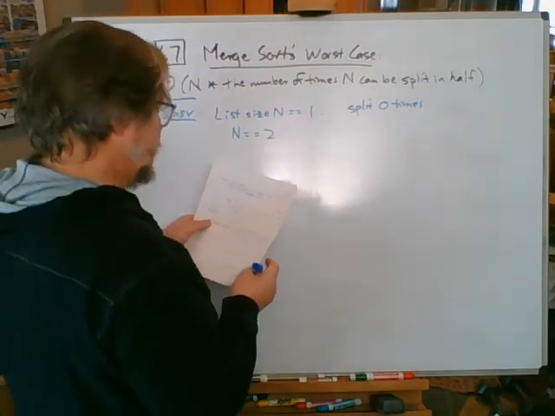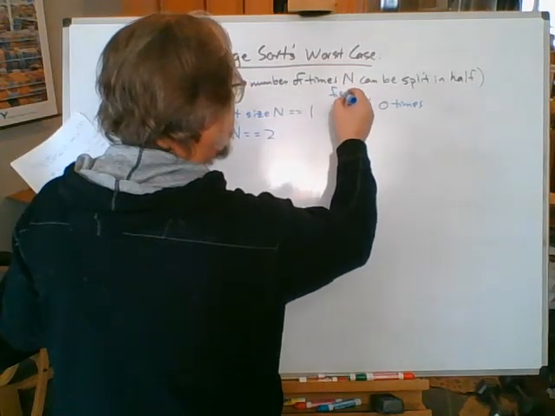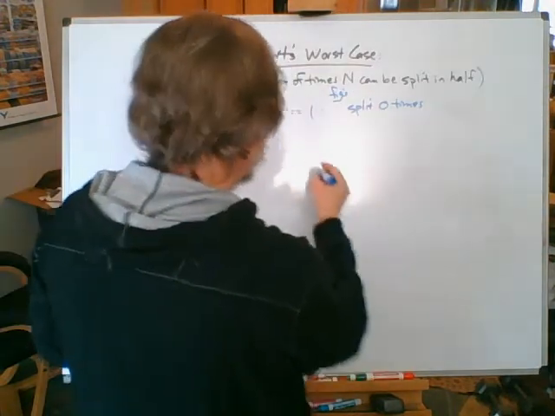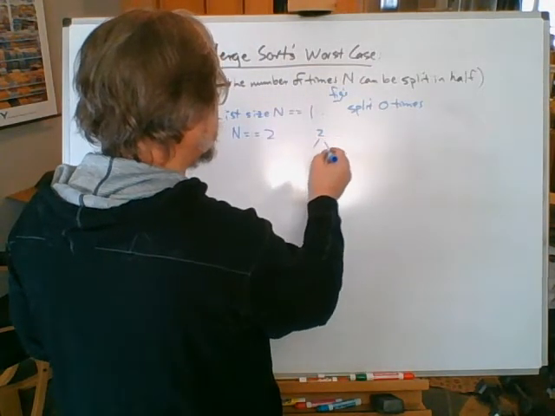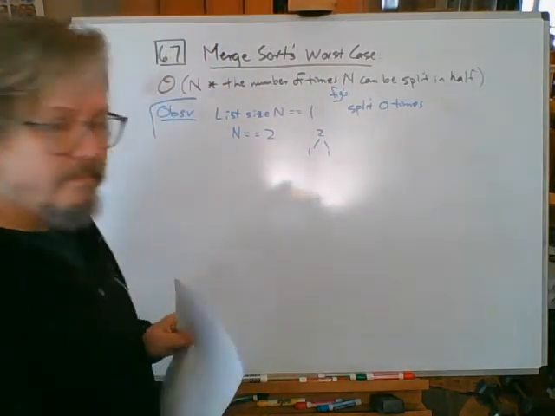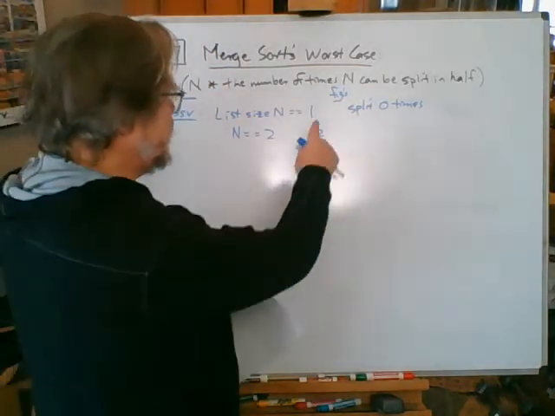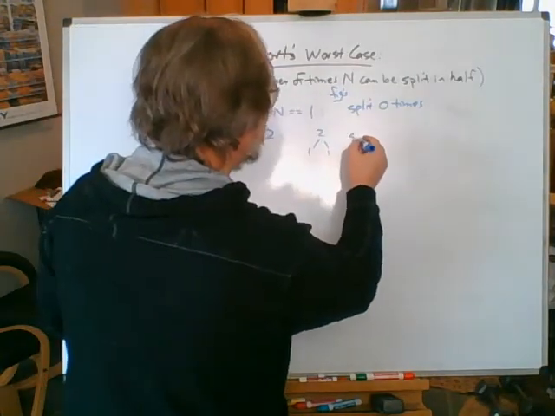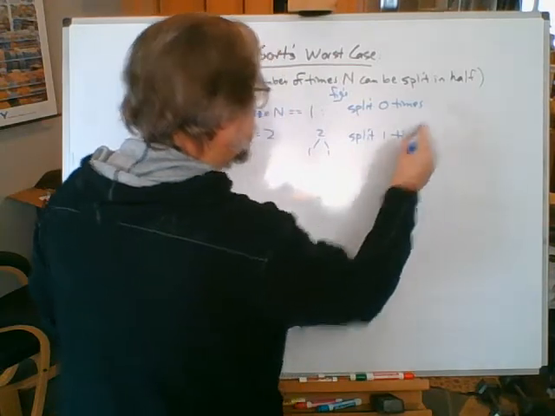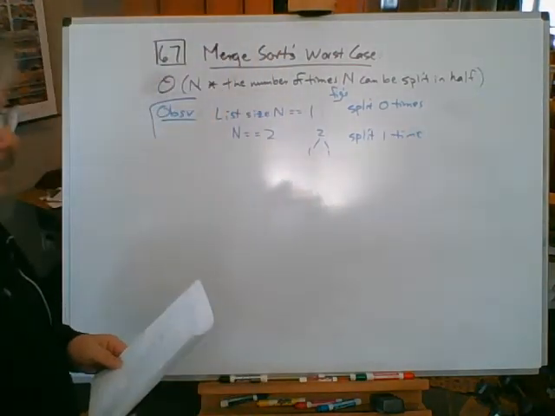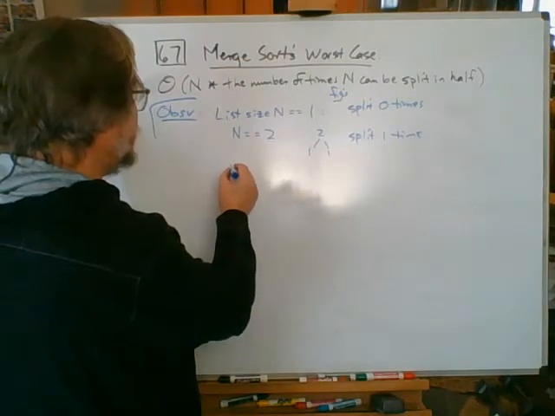What about N double equal to 2? Well, then let's see. Here's my list of size 2 in this little tray or whatever. I can split that into 2 lists of size 1. How many times did I split that? Let me count. 1. Split 1 time. So much fun.